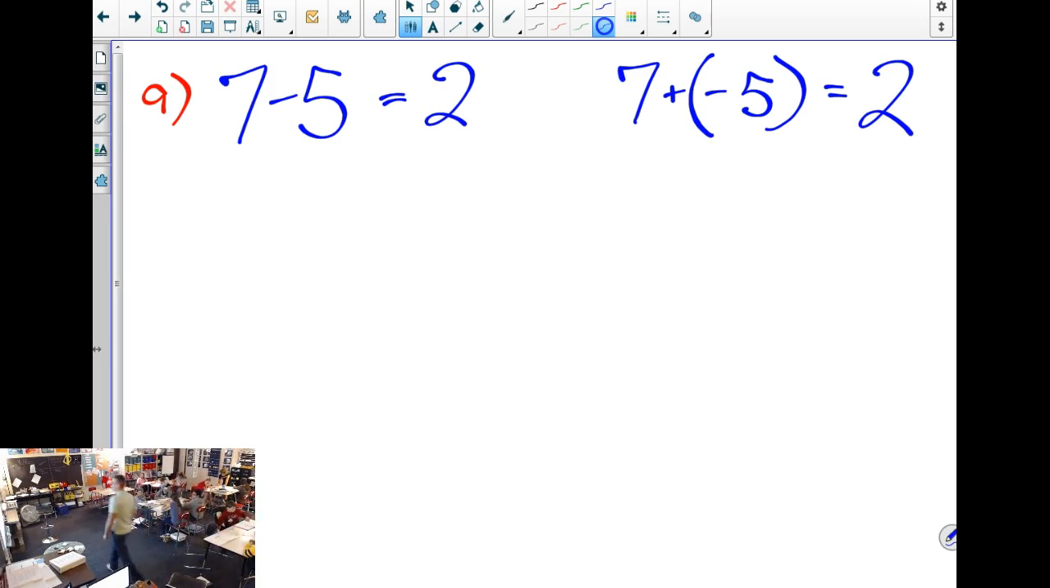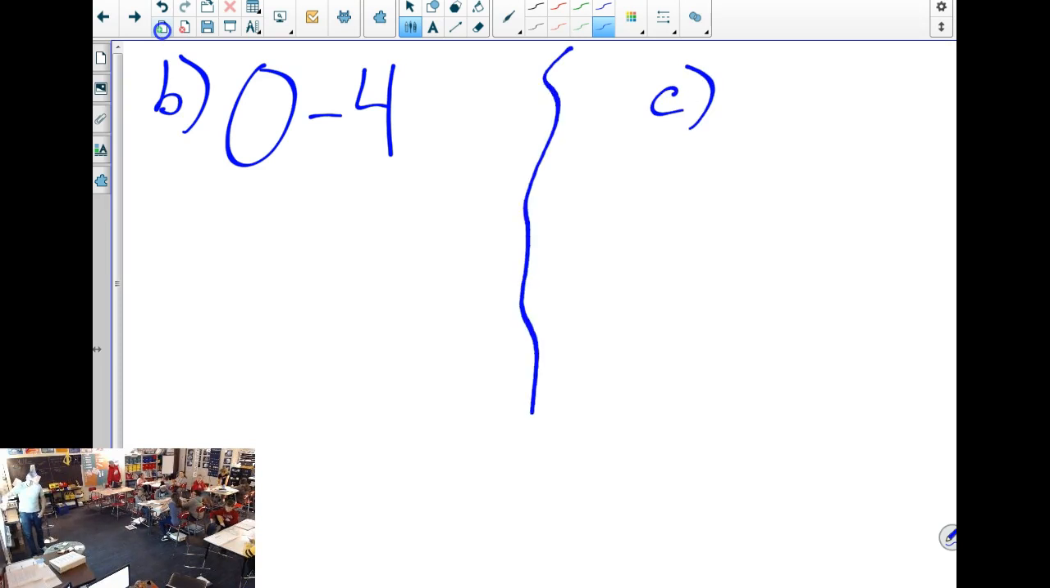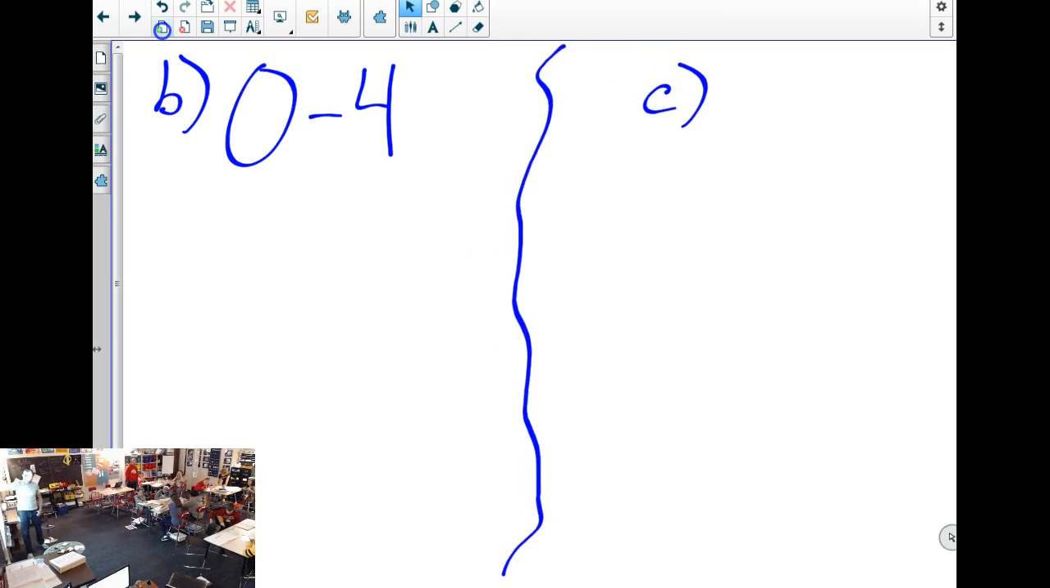And then I'm going to just write these other problems up here. B through F, just the rest of them. Is B 4? Negative. Negative 4. This is much harder than it has to be.